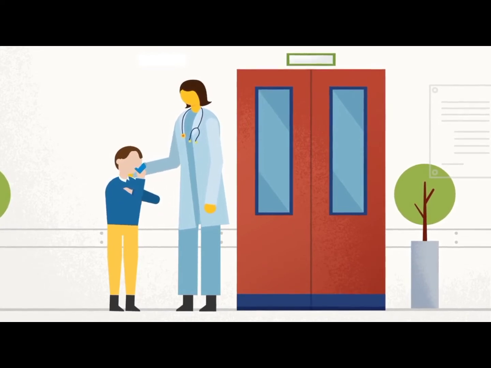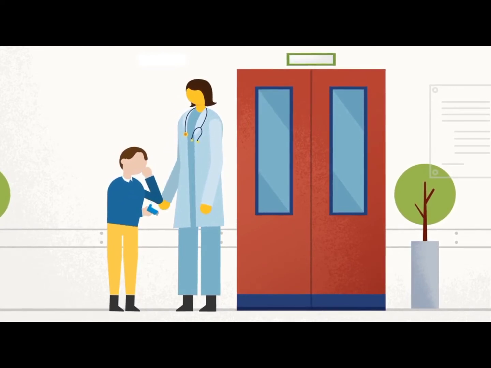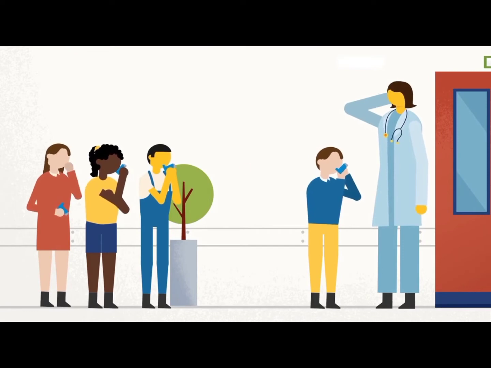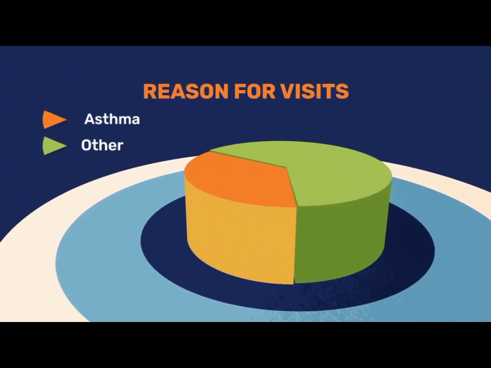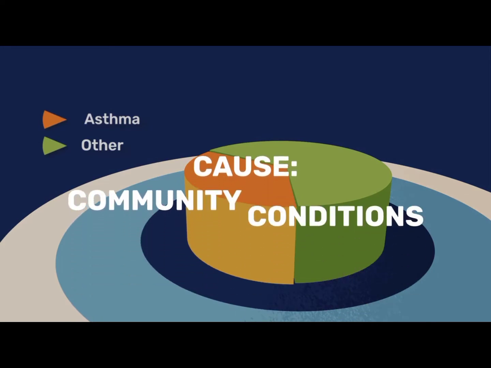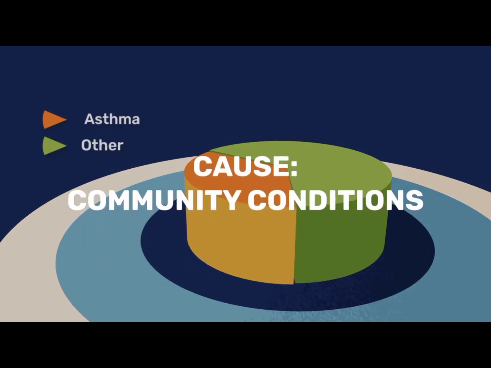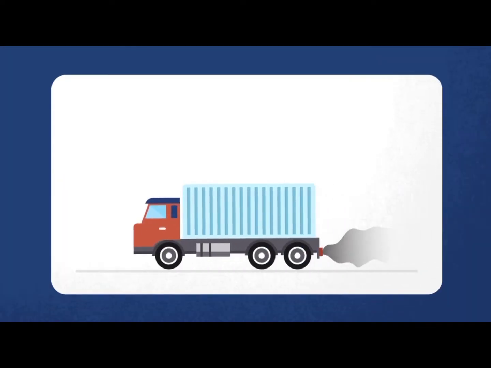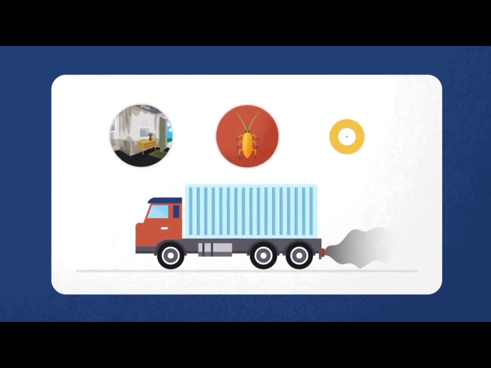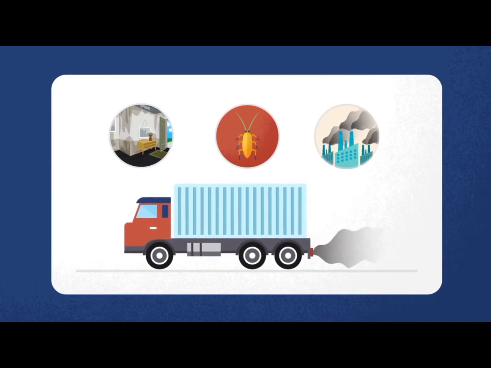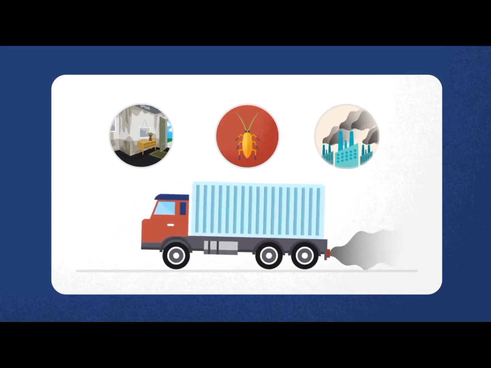Despite receiving treatment, Tim was a repeat patient, and he wasn't the only one. Asthma was a leading cause for patient visits at the community clinic. The cause? Community conditions out of the patient's and clinician's control. Asthma attacks were being triggered by conditions inside patients' homes, like mold, and conditions outside, like air pollution from large trucks driving through the neighborhood.